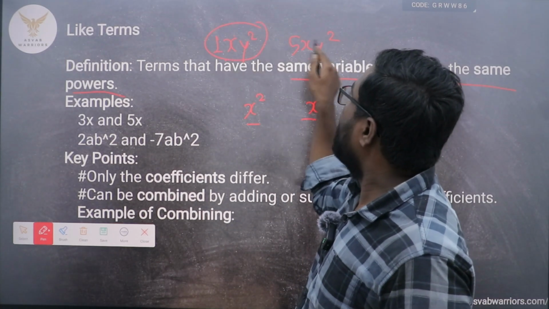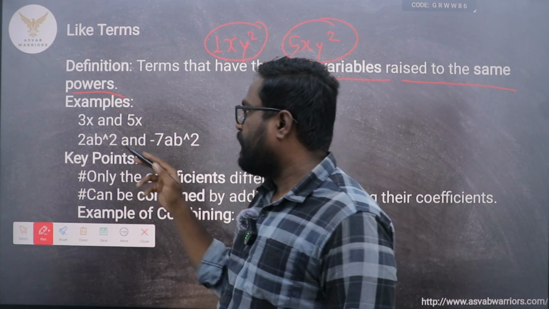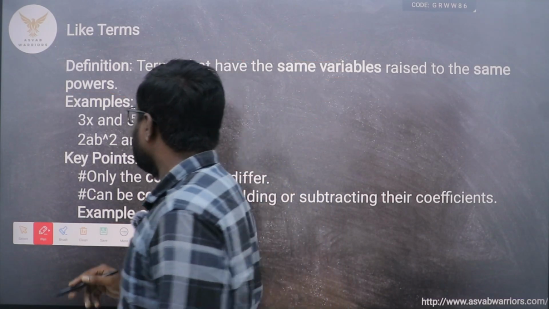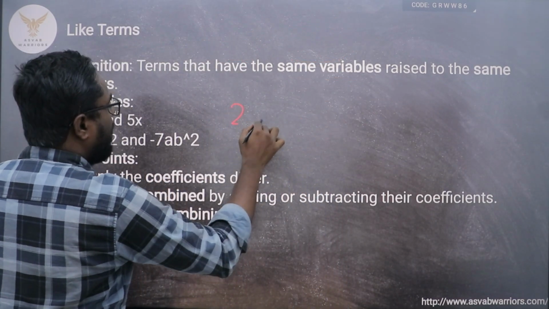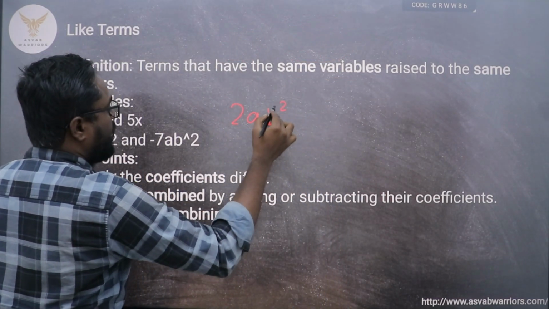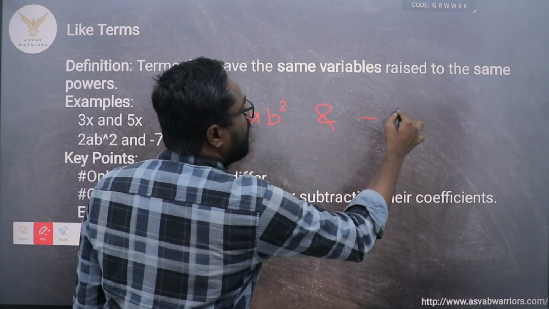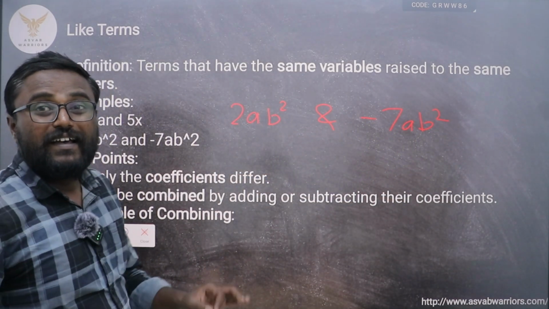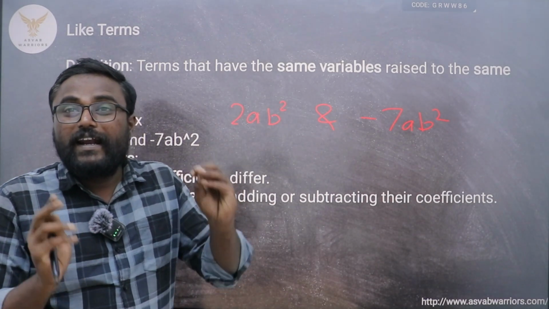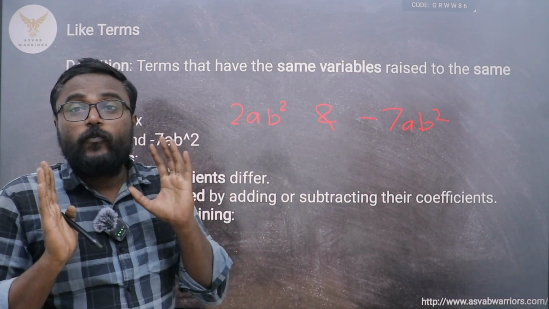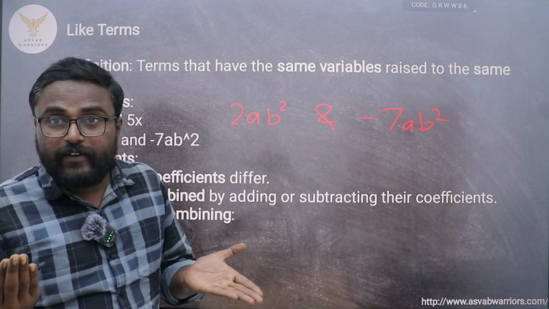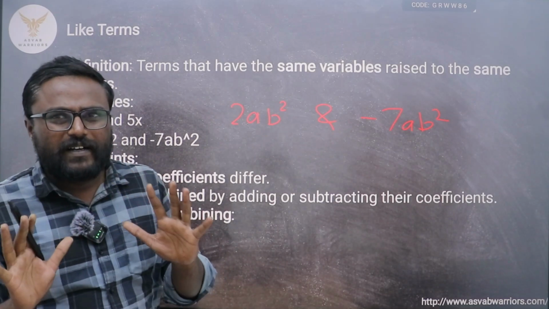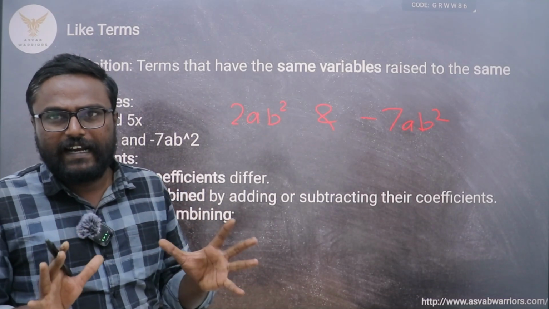So these two are nothing but like terms, if you can see carefully: 2ab square and negative 7ab square. Now look, like terms are only classified because of their variables and the power of their variables. Coefficient does not matter much when you are considering like and unlike terms.